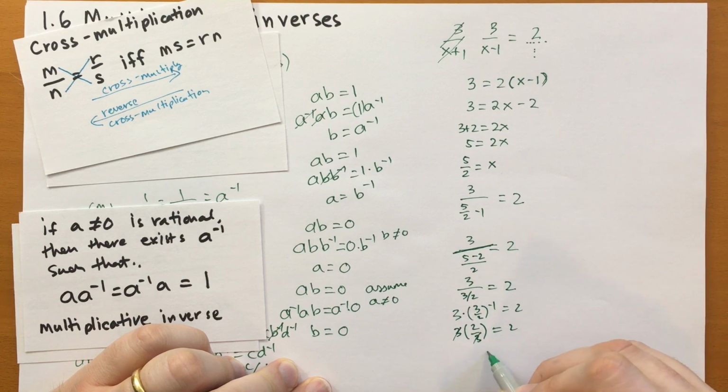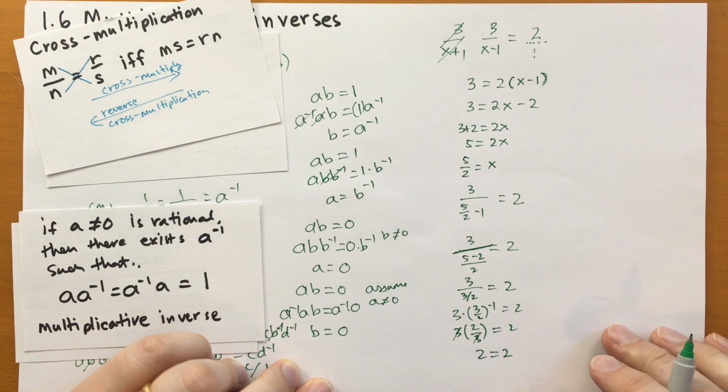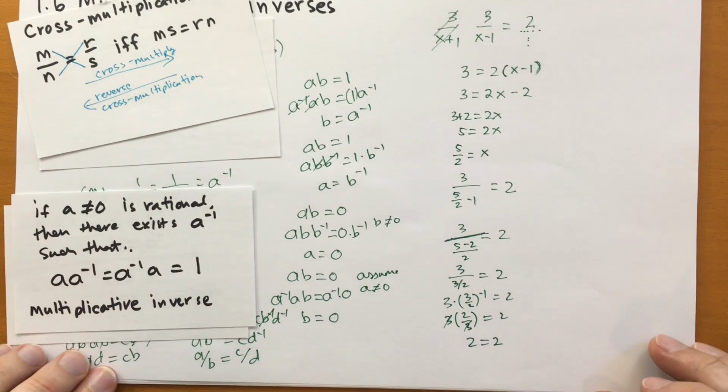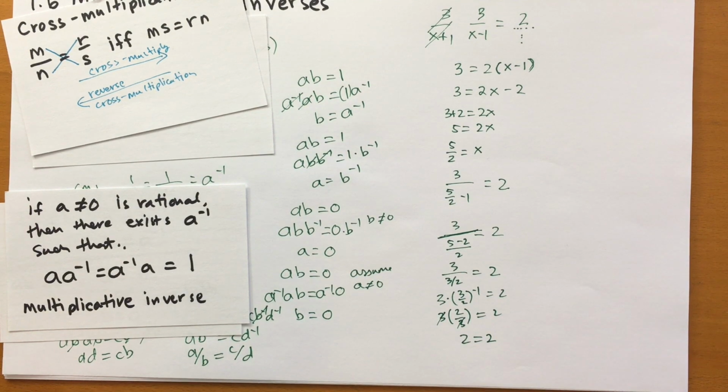Cross off the 3's because they cancel, and you get 2 equals 2. So plugging that in works. Excellent. Moving right along. Square. Cancellation for cross multiplication. Let A be a rational number not equal to 0. If AB equals AC, then B equals C.